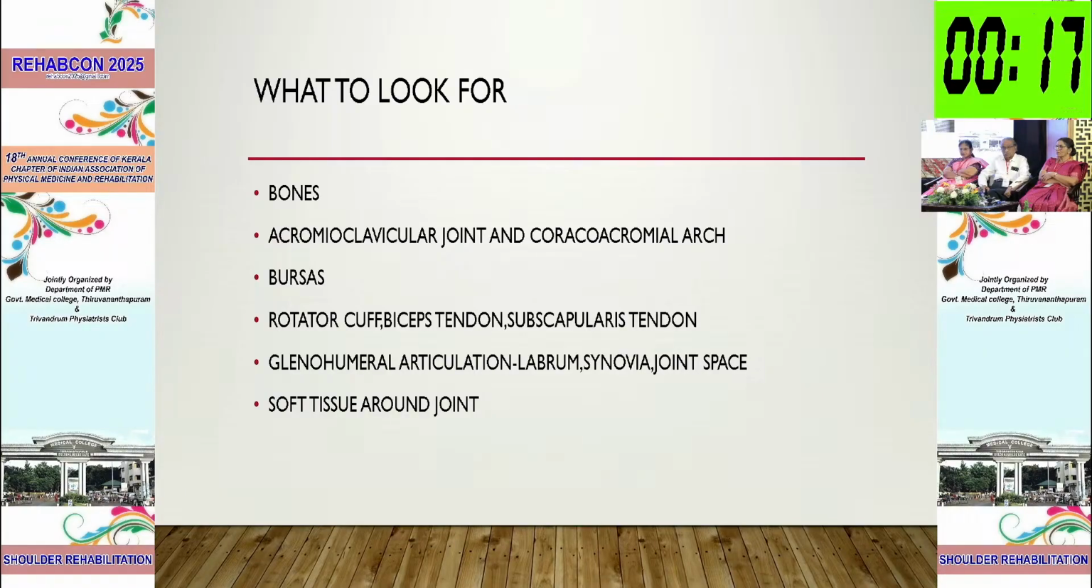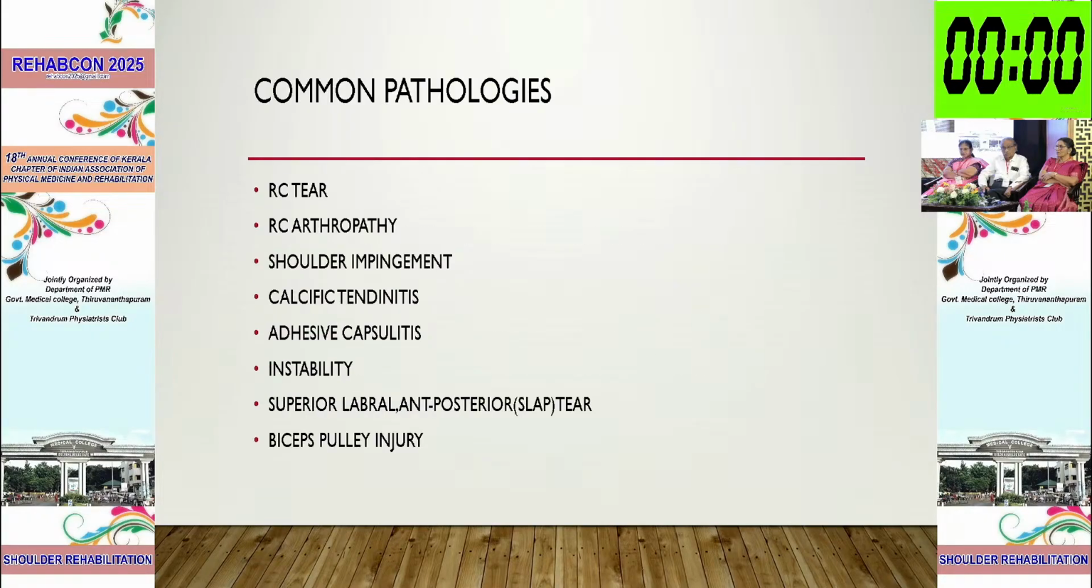This glenohumeral articulation, labrum, synovial, joint space. Why? Basically because the structures there, the lesions there are slightly more complex, and therefore you need a better image, and also sometimes MRI may not be enough. I mean, you may have to go for MR arthrogram. I will move very fast.